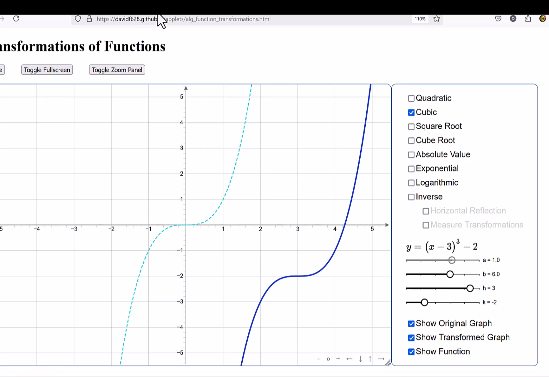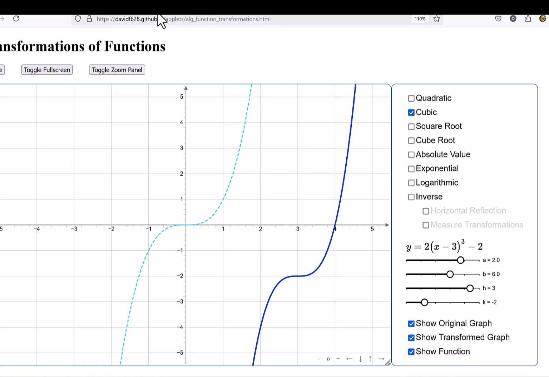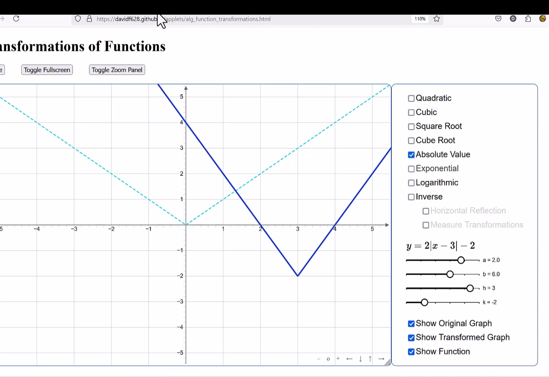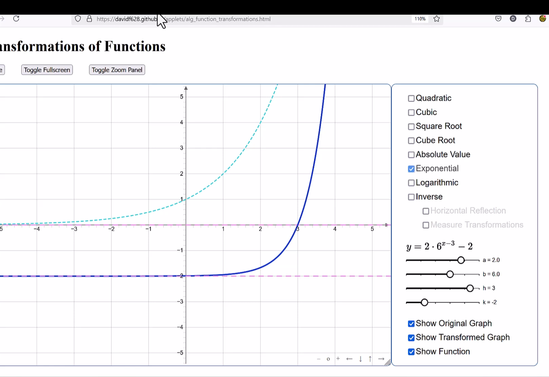And then the changes to a work in the same way as well. So from the vertex, the original place where the origin was, if you go to the right one and up whatever a is, that gives you the next point on the graph. So all of these graphs work in the exact same fashion. You just need to know the basic shape and how these transformations affect the graph. And that allows you to really graph a bunch of these in the same way.